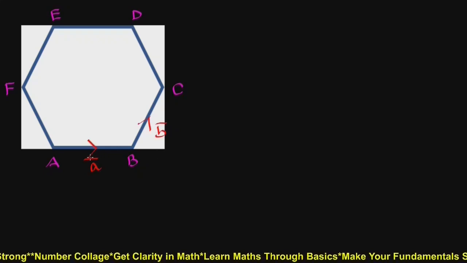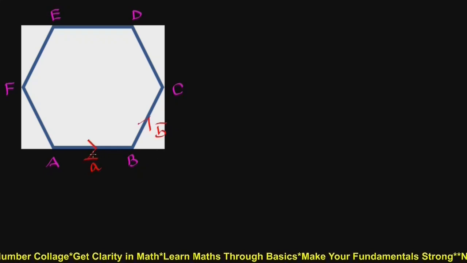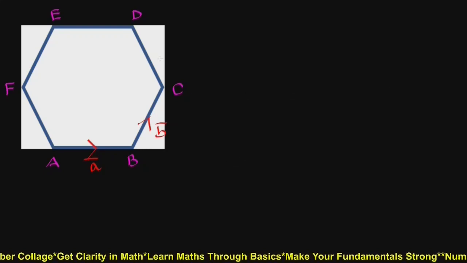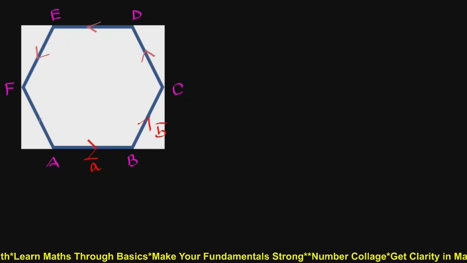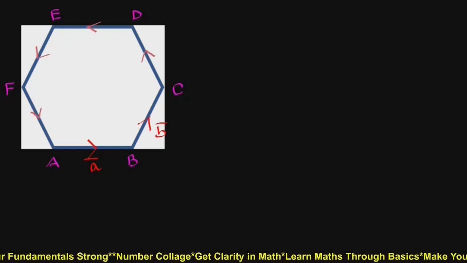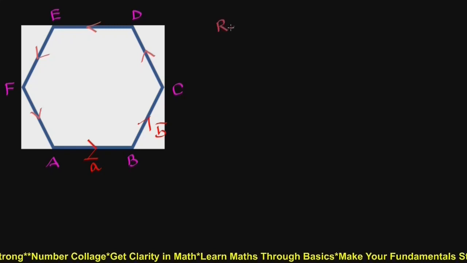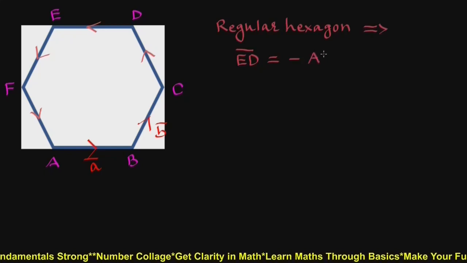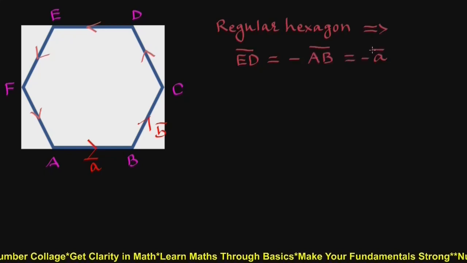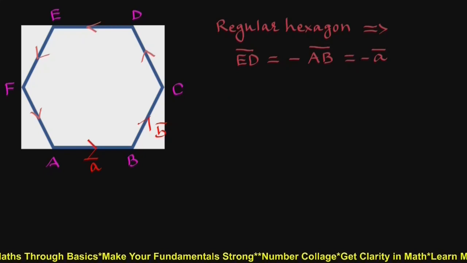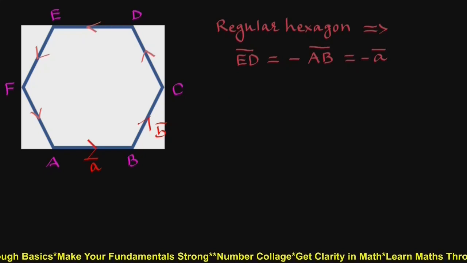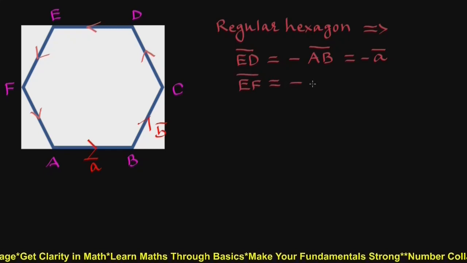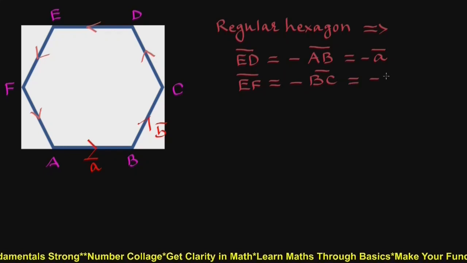In regular hexagon ABCDEF, if A bar and B bar are the vectors represented by the adjacent sides of this regular hexagon, then we have to find vectors represented by the other sides CD, DE, EF and FA. Since this is a regular hexagon, vector ED bar equals minus vector AB bar, that is minus A bar, because they are parallel vectors with exactly opposite directions. Vector EF bar is equal to minus vector BC bar, that is minus B bar.